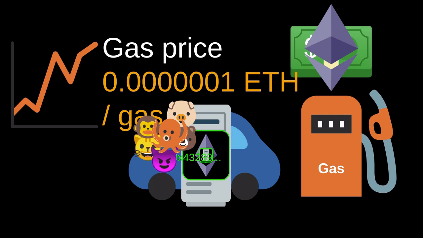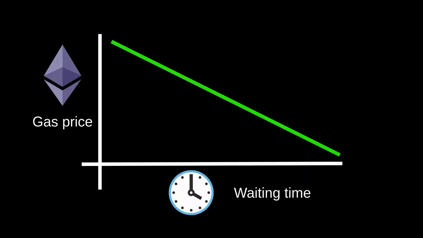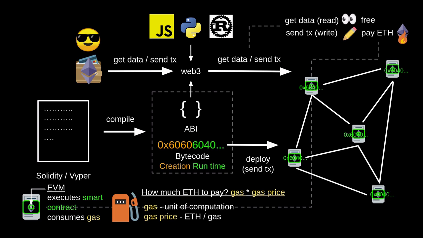So you have a bunch of users competing for their transaction to be executed on the EVM. The higher the gas price you're willing to pay, the less waiting time for your transaction. And on the flip side, the lower the gas price you're willing to pay, the longer you'll have to wait for your transaction to be processed. To summarize, gas price is ETH over gas: how much ETH you're willing to pay per gas to execute your transaction. The higher the gas price, the less waiting time for your transaction. That is how transaction fee is calculated: the amount of gas that your transaction will consume multiplied by the gas price that you set.